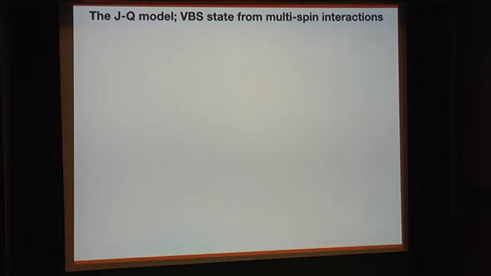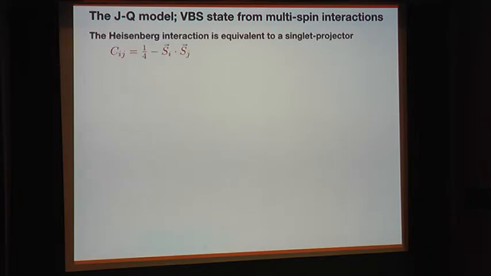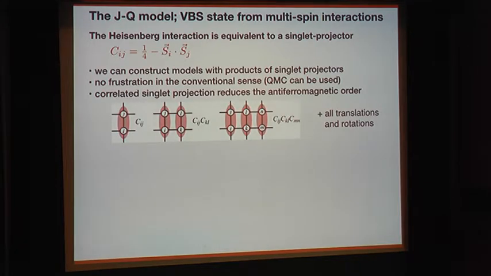Let me say a few things about this JQ model, which, at least for some range of parameters, has a different kind of ground state. It has a valence bond solid or dimerized ground state. So when we look at the Heisenberg model, I have often mentioned that the exchange interaction really is similar to a singlet projector operator. So this is a singlet projector on the sites i and j, and minus that is the antiferromagnetic Heisenberg interaction.